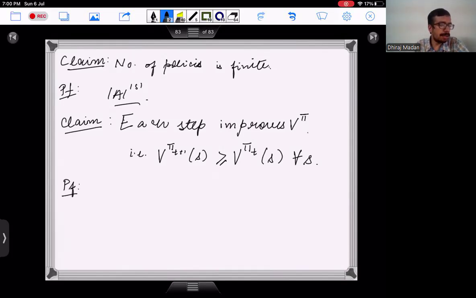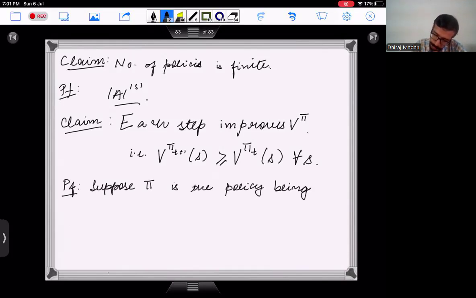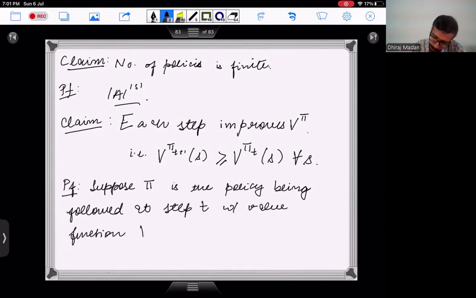Suppose pi is the policy being followed at step t with the value function V pi. And let pi hat be the policy followed at time step t plus 1.